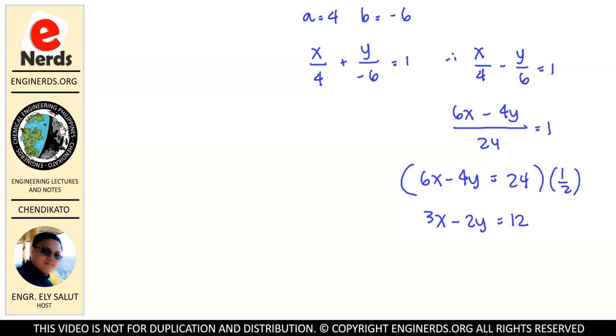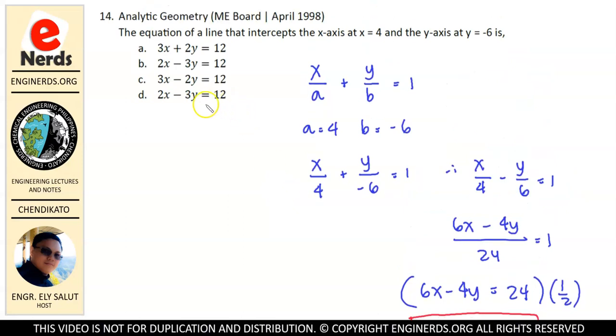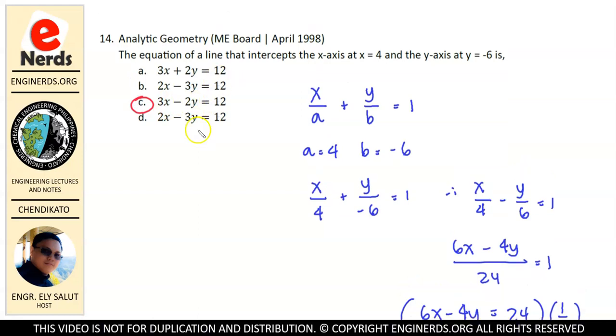Okay, so this is our final answer for this problem. 3x minus 2y is equal to 12, which is here, letter C. 3x minus 2y is equal to 12. Okay, so it's letter C sa ating mga choices.